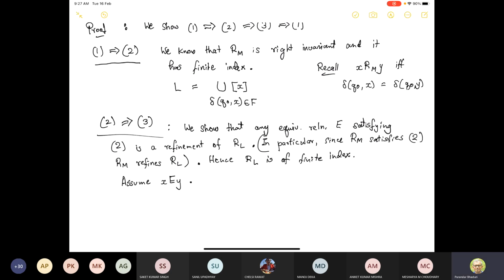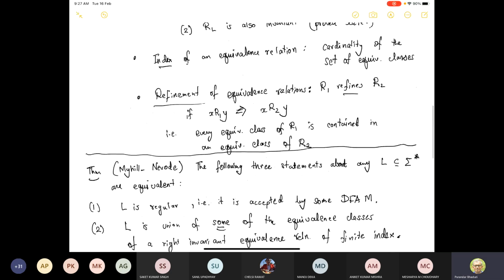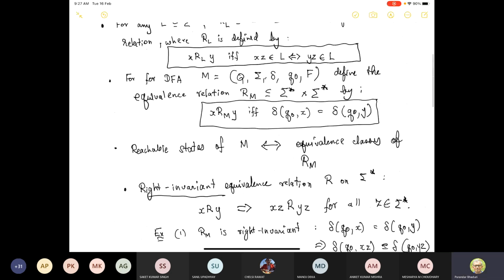And we have to show that X R_L Y. And here you need to remember the definition of R_L. Here it is: X R_L Y if either both XZ and YZ belong to L or neither belongs to L. That's X R_L Y.